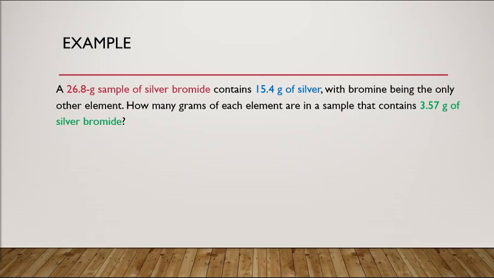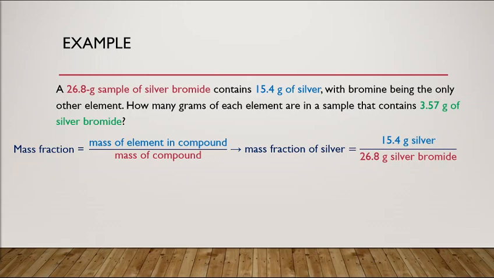Using the definition I gave previously, we know the mass fraction is going to be the mass of the element in the compound divided by the mass of the compound. The mass of silver is very easy because I give you both of these already. So the mass fraction of our silver is going to be our 15.4 grams of silver inside of our 26.8 grams of silver bromide. Here I'm not going to break it down anymore, just so I can show you where I'm plugging these values in. But you are now looking at the mass fraction of silver.